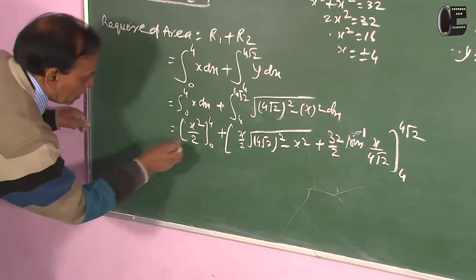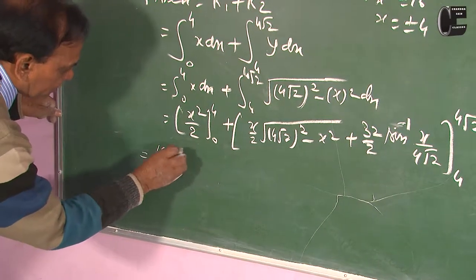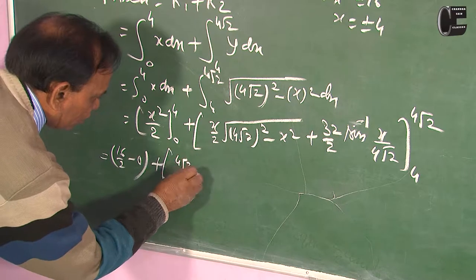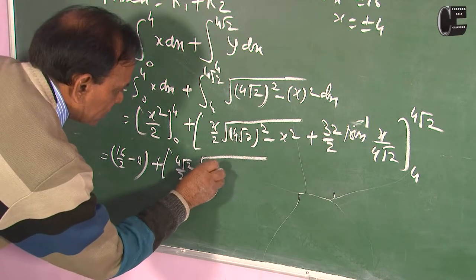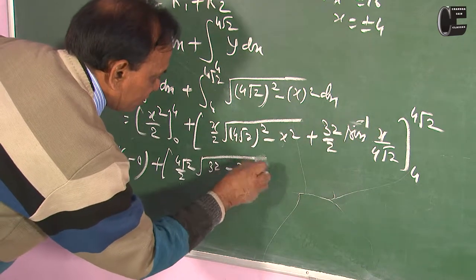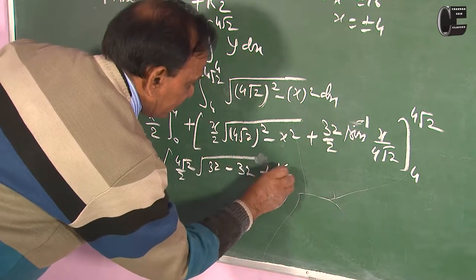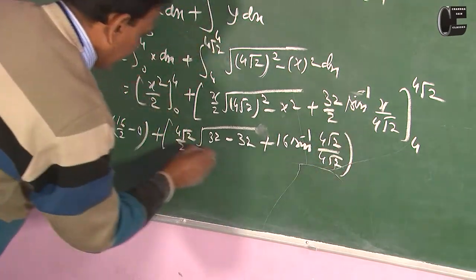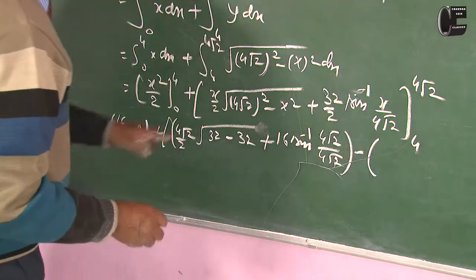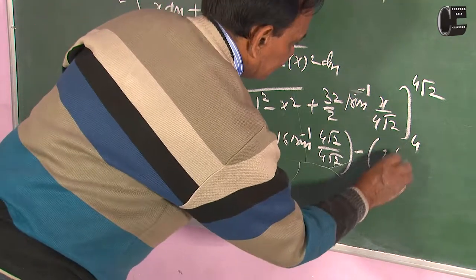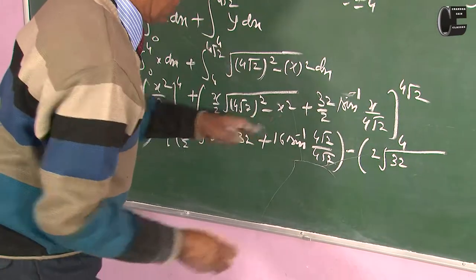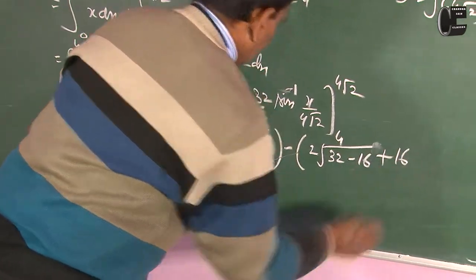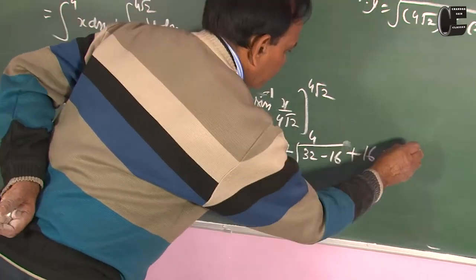Yes, putting 4, 16 by 2 minus 0, plus, put x equal to 4 root 2: 4 root 2 by 2, and this is 32, and its square also 32, therefore this will be 0, plus 16 sine inverse 4 root 2 divided by 4 root 2. This is the upper limit minus the lower limit: 4 by 2, that is 2 under root 32, minus 16 plus 32, that is 16, sine inverse 4 by 4 root 2.